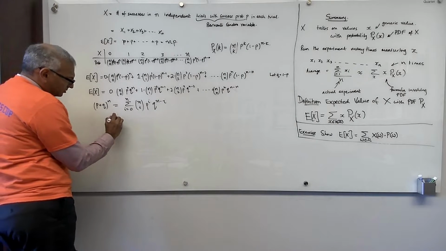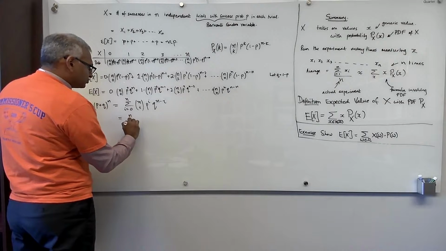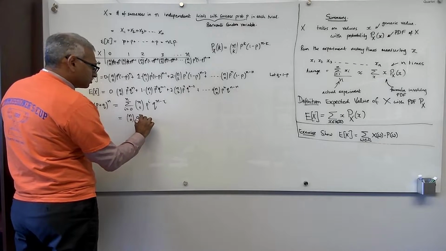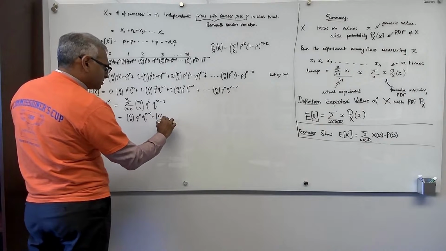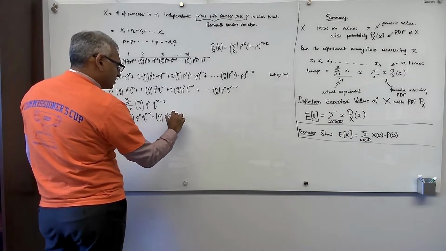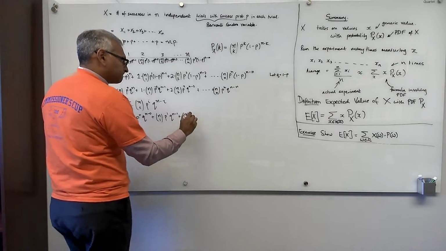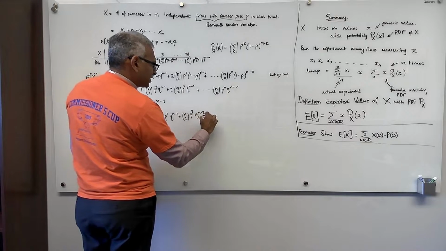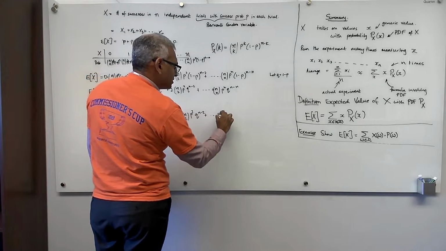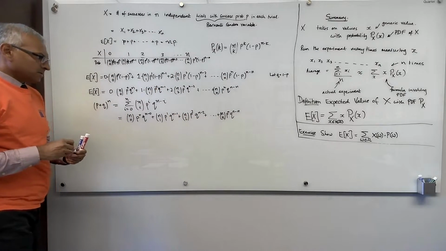But let me write this out. This is equal to n choose 0, p to the 0, q to the n minus 0, plus n choose 1, p to the 1, q to the n minus 1, plus n choose 2, p to the 2, q to the n minus 2, plus dot dot dot, plus n choose n, p to the n, q to the n minus n.